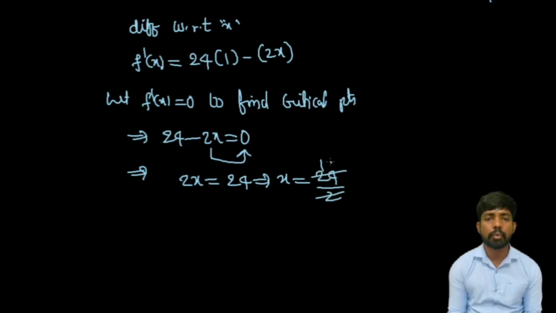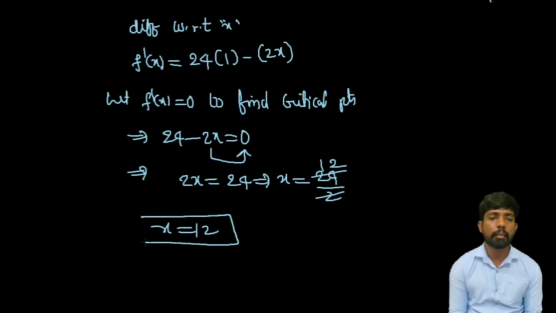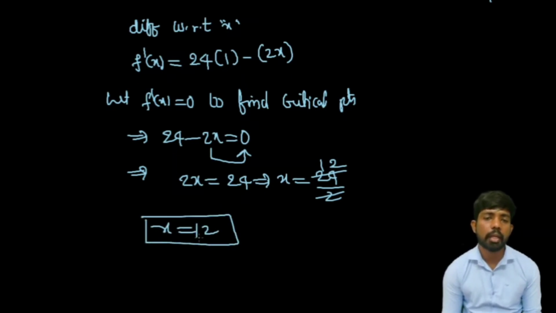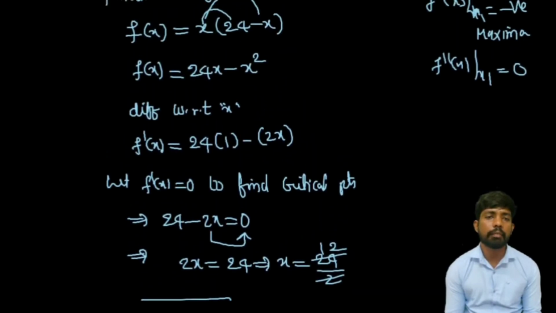2 1s are 2, 2 2s are 4. Okay, x is equal to 12 is the critical point. x is equal to 12 is a critical point. Next we have to double differentiate the function.